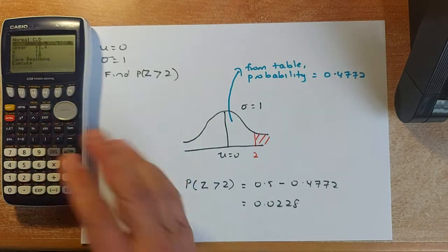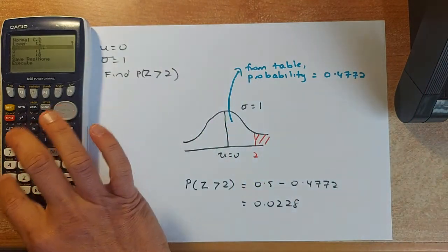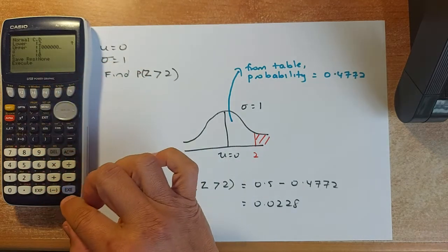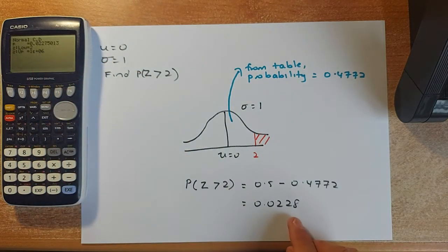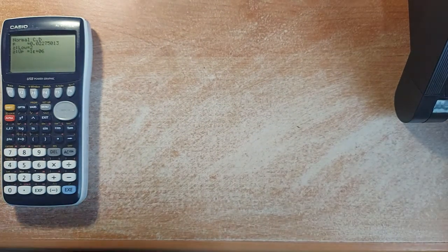On the calculator, same. Execute. The lower is where you start, lower is going to be 2. Upper is going to be a big number, so you put 1 million, and the standard deviation is 1, mean is 0. Execute, and the answer is 0.0228. So if you don't have a calculator, you have to use the table. Great. Now we shall look at the question where it is not standardized.